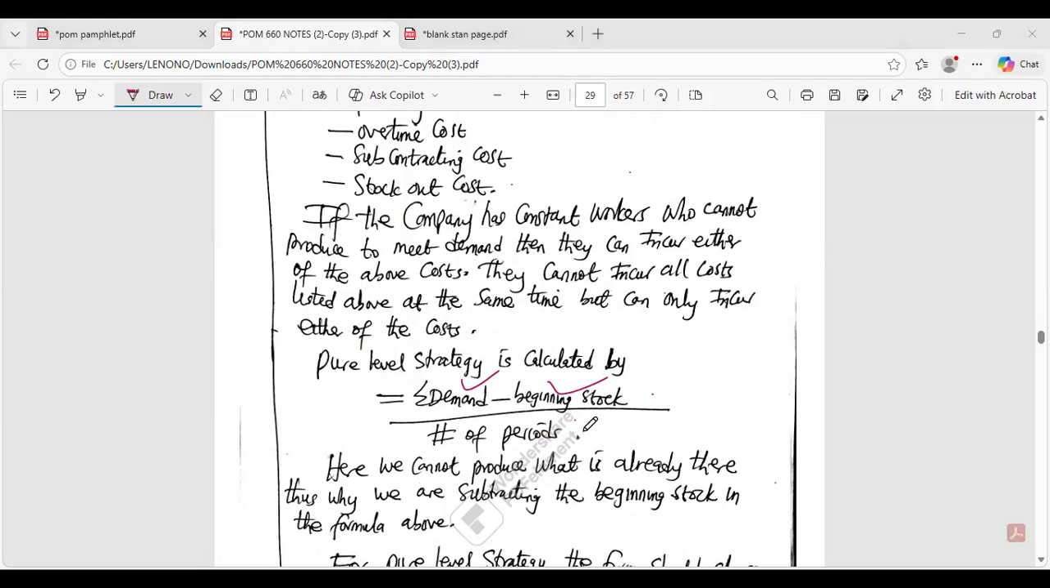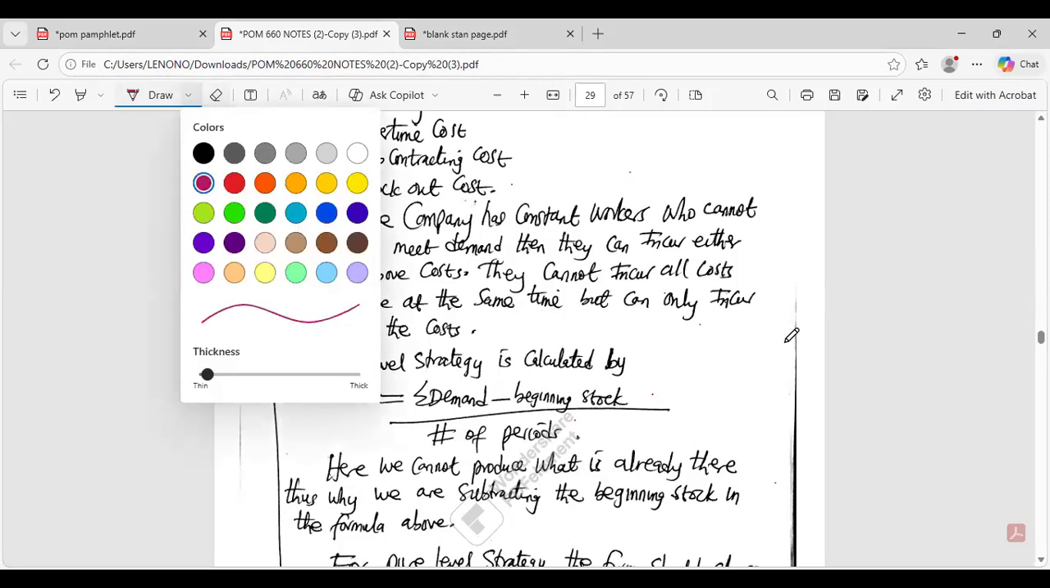Can I ask a question? Go ahead. This formula that you're giving us, demand minus beginning stock over number of periods, is it going to work the same as the formula that we've been doing in class for ending inventory, which is ending inventory equals beginning inventory plus production requirements minus demand? No, this formula is totally different.